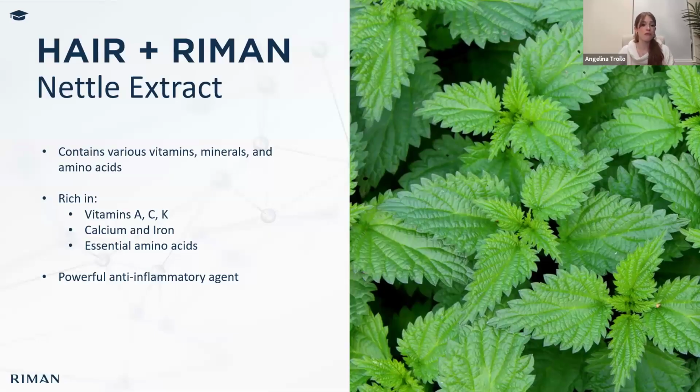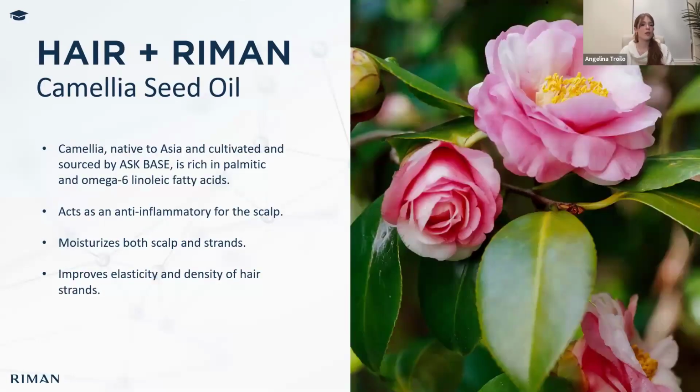If you remember, I mentioned there are many trace elements within the cortex of your hair, and sometimes these need to be replenished to keep the strength of your hair. The nettle extract is also a powerful anti-inflammatory agent, especially for your scalp. So if you have any skin dermatoses that perhaps create extremely dry or inflamed scalp, the nettle extract might help soothe that as well. Lastly, in the products as well, we also, of course, have that camellia seed oil.